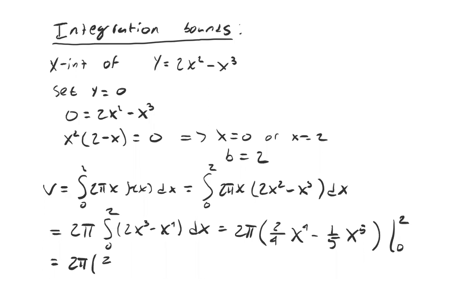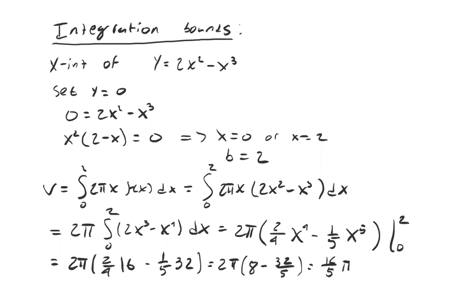So I get 2/4 times 2 to the 4th. 2 to the 4th is 16, minus 1/5 times 2 to the 5th. 2 to the 5th is 32. So this is 2 pi, 2 over 4 is a half, and you have that 16 there. So this is 8 minus 32 over 5. And when you do the simplification, so you multiply and divide 8 by 5, get a common denominator, you're going to get 16/5 pi. So let me draw that a little more legibly. 16/5 pi. And that's the volume of that region.